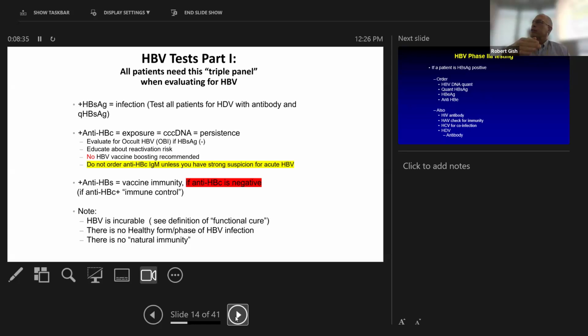Anti-HBs, the third test in the triple panel, indicates immunity only if core antibodies negative and surface antigens negative. If people are triple negative, they get vaccinated. If they're surface antigen negative, core antibody negative, surface antibody positive, they've been vaccinated. There is no natural immunity.